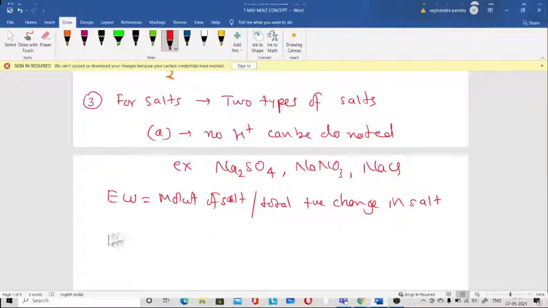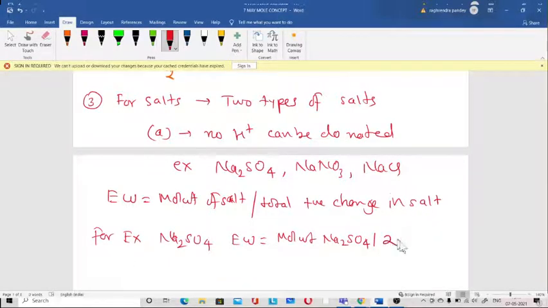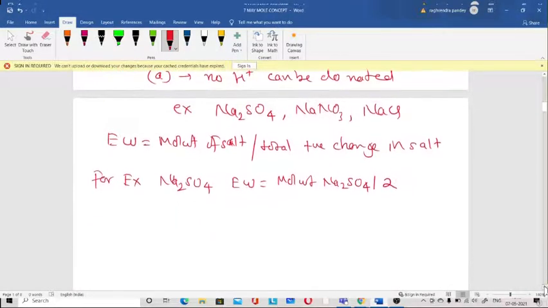So for example, if you take sodium sulfate, its equivalent weight will be the molecular weight of sodium sulfate divided by 2, because there are two positive charges, 2 sodium. Sodium is positively charged.